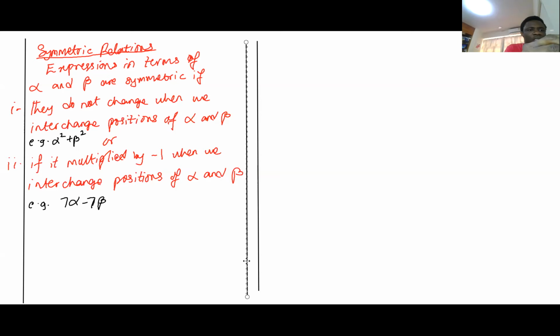So this is the meaning of symmetry. It is the meaning of symmetry in terms of the relation. But there are some relations that we need in terms of an expression. All these kinds of expressions that we evaluate have to be symmetric.